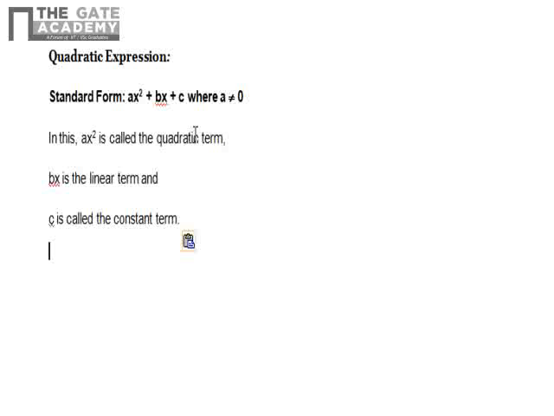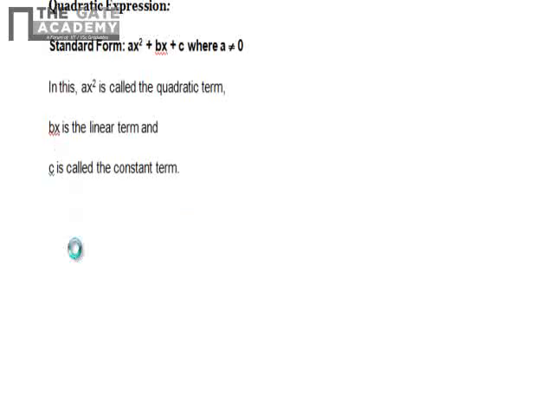Now we'll see the next type of equation, that is the quadratic equation. The standard form of a quadratic expression is ax square plus bx plus c, where a should not be equal to 0. Why? If a becomes 0, then this whole term will become 0, and the remaining part of the expression will become a linear equation in one variable. Here ax square is called the quadratic term, and a is the coefficient of x square. bx is called the linear term, where b is the coefficient of x, and c is called the constant term.